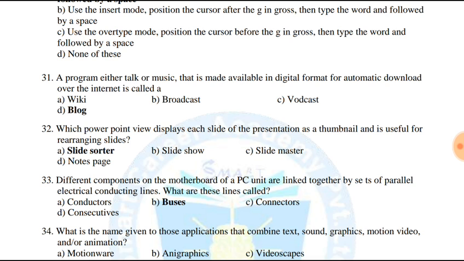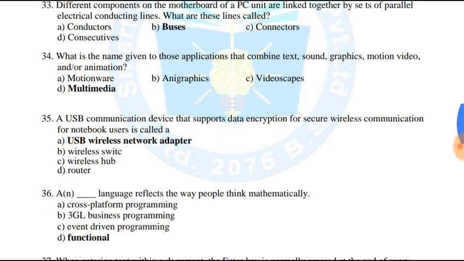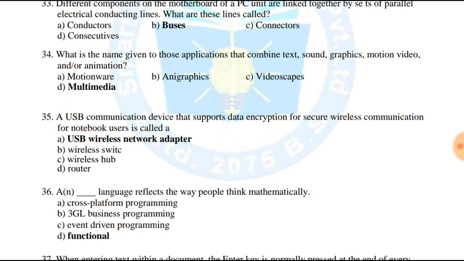The next one is different components of the motherboard of a PC unit are linked together by sets of parallel electrical conducting lines. What are these lines called? They are called buses. The next one is what is the name given to those applications that combine text, sound, graphics, motion video and/or animation? It is called multimedia. The next one is a USB communication device that supports data encryption for secure wireless communication for notebook users is called a USB wireless network adapter.